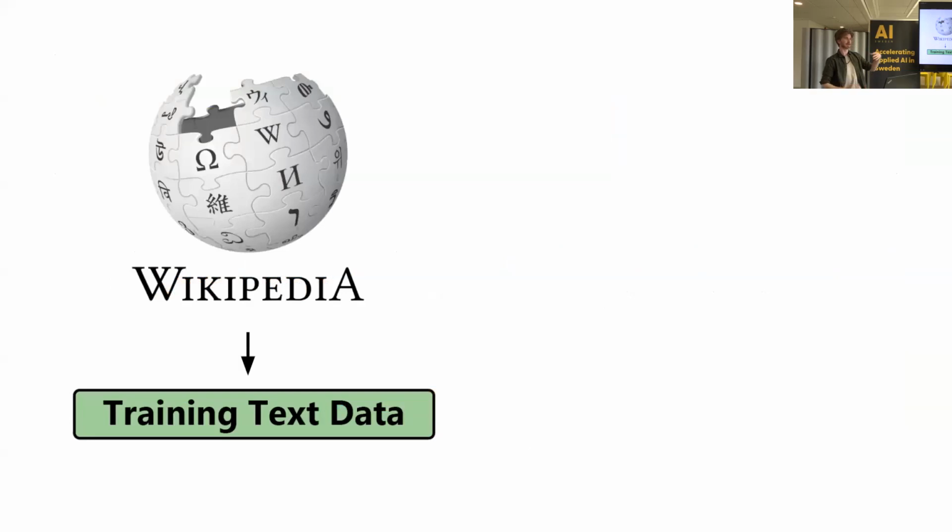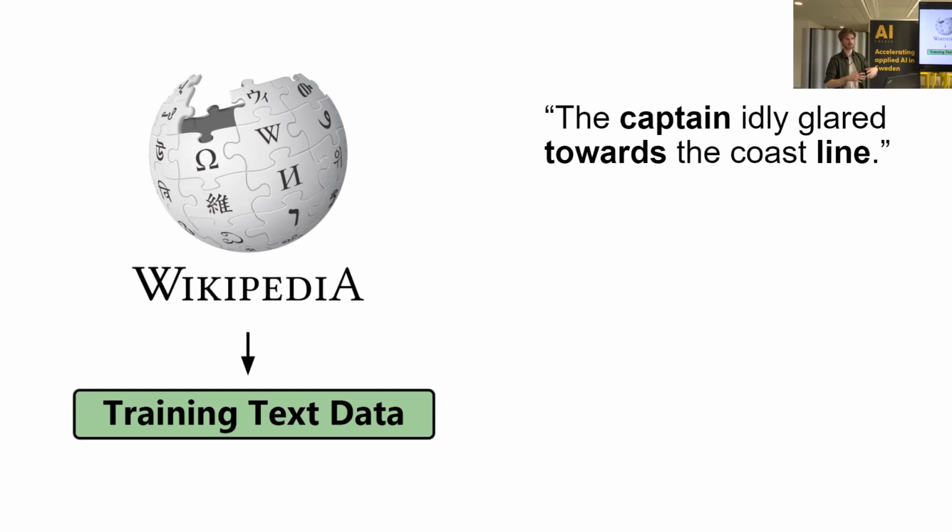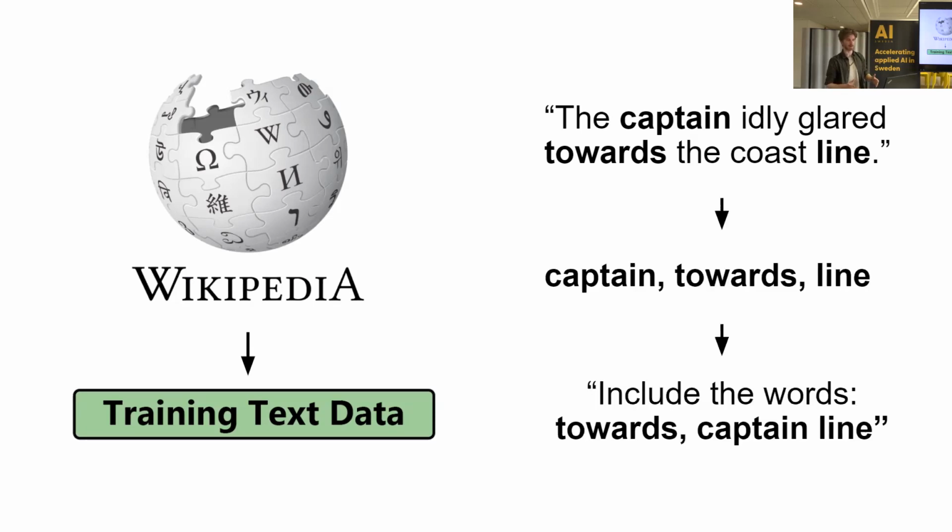Now, we use Wikipedia for this. So we just took a bunch of articles, English Wikipedia, and we then started doing this thing with the sampling. So for example, if we have the sentence, the captain idly glared towards the coastline, we might sample the words captain, towards, and line. And that gives us the prompt, include the words towards, captain, line. And the label is then to generate the sentence, the captain idly glared towards the coastline.